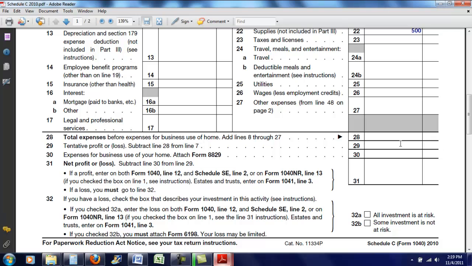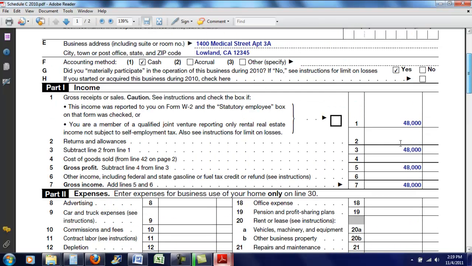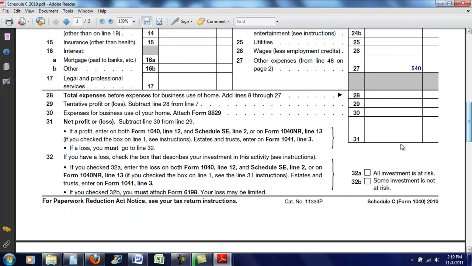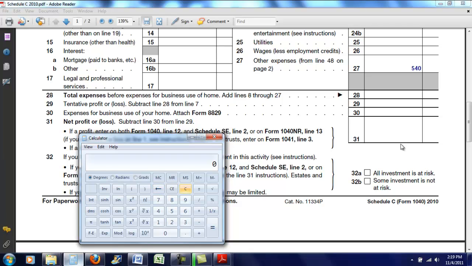And remember, we put on line 48 her $540 cell phone. So we also need to carry that to line 27, her cell phone charger. Her section 179 is $2,300. And she gets $1,250 for using the standard mileage calculation. She doesn't have any other expenses here. So we are going to add these all up. We are going to add 1,250 plus 500 in supplies, plus 2,300 in section 179, plus 540 in a charger. So she has expenses of $4,590.